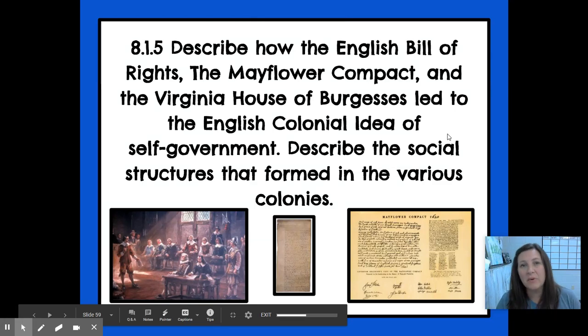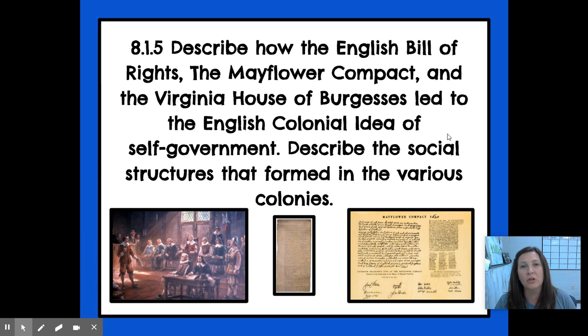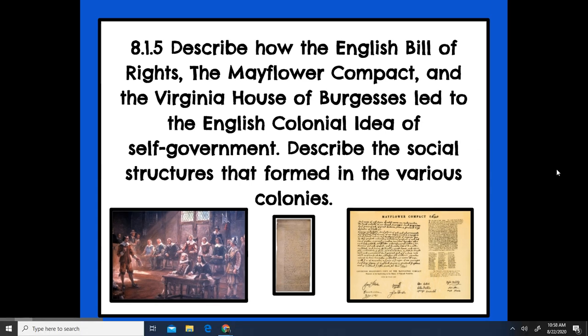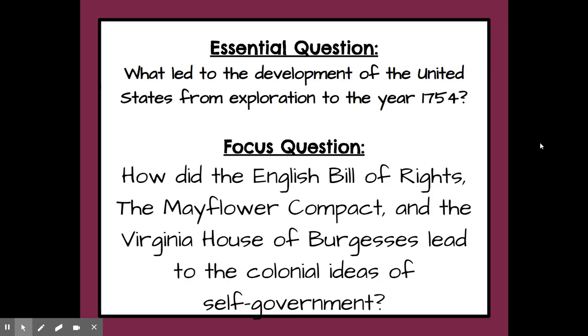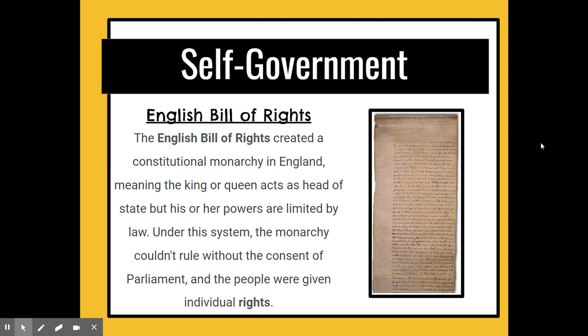Hey guys, today we are going to be discussing some of the documents that emerged in colonial America as we see a need for government to take place in these new colonies. Our focus question for the day is going to be, how did the English Bill of Rights, the Mayflower Compact, and the Virginia House of Burgesses lead to the colonial ideas of self-government? We're going to start with the English Bill of Rights.